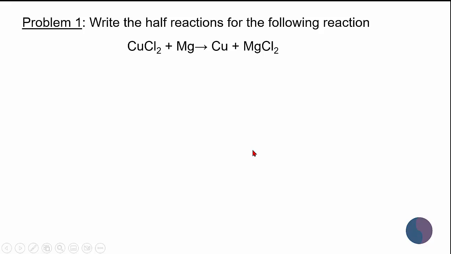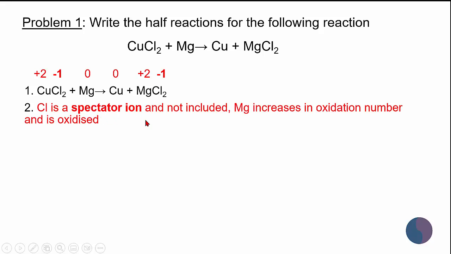So let's just do that. So this is the problem here. So we write in the oxidation numbers. So they're in the normal states, -1, so that must be +2, just following the oxidation rules. We can see here that copper must have been reduced. Magnesium has gone up, so it must be oxidized. And these two didn't change, they're the spectators, so we can remove them. Okay, so chlorine's a spectator ion, and which one's oxidized, reduced?